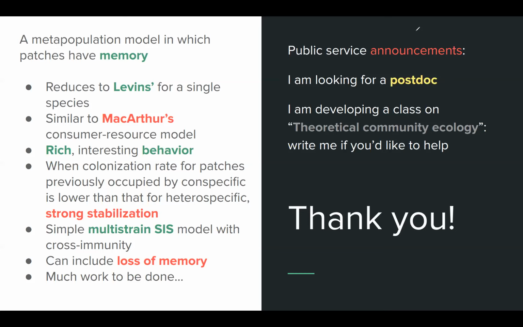So that's all I had for today. What I wanted to say is that I'm looking for a postdoc and I'm developing a new class on theoretical ecology. So maybe some of you would like to discuss this privately or during the discussion. Thank you.